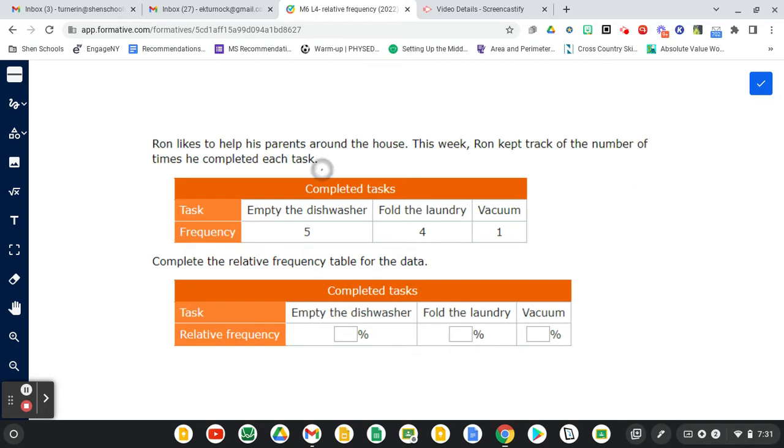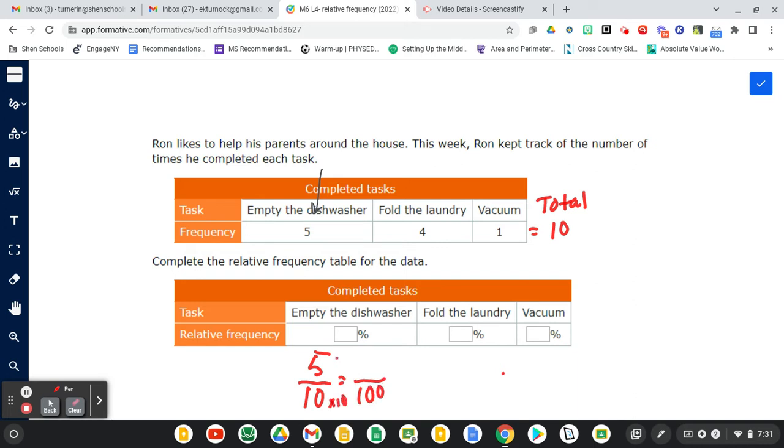Right, so if I'm looking at emptying the dishwasher first, I am going to do 5. He does it 5 times out of how many times did he do chores? So I'm going to look at the total and add them up. 5 plus 4 is 9, plus 1 more is 10. So 5 out of 10 times he emptied the dishwasher. What percent is that? Right, so I'm looking at percentage. That means I'm multiplying both the top and the bottom by 10, which means it's 50% of the time. Right, percentage is always out of 100. So 50% of the chores were emptying the dishwasher.